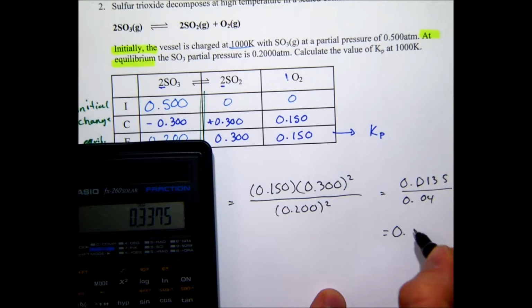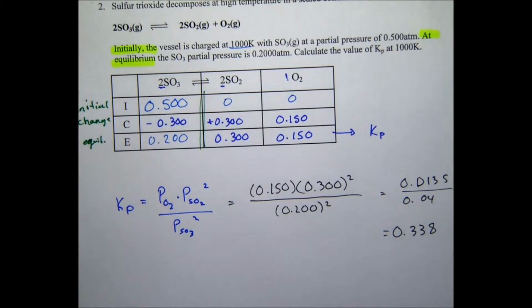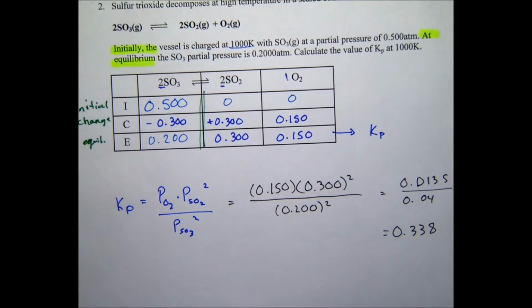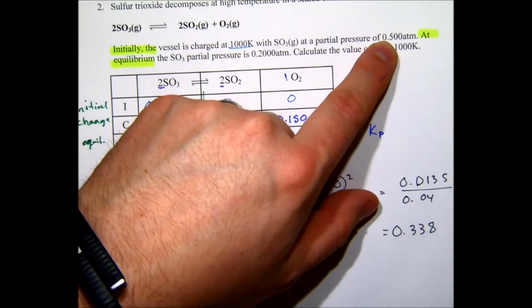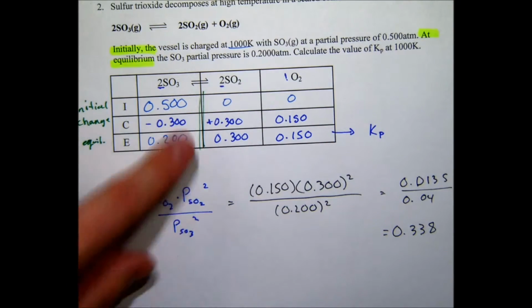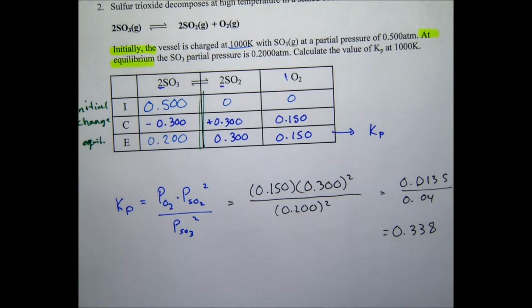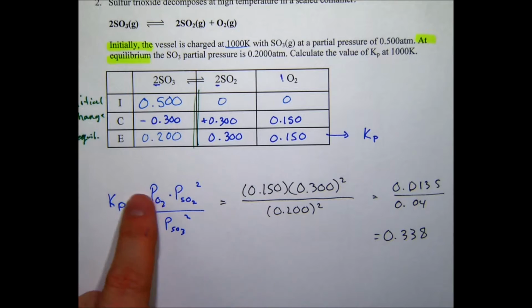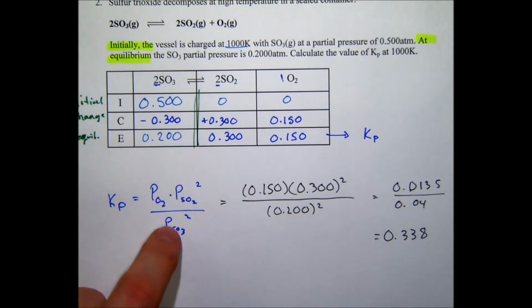And this equals 0.338. And that would be equal to the value of Kp. So basically, at all situations, the ratio of the products to the reactants has to equal that number. So now that I know that number, if I were to change this number to 0.7 or 1 atmosphere, I can figure out how much product will be produced because I know the ratio of reactants to products has to be equal to that number. And yes, we do have to take into consideration the squares, which is the one reason that this does get a little bit more complicated.